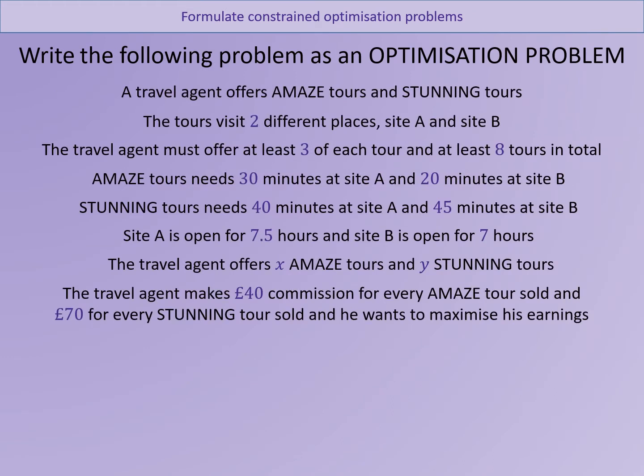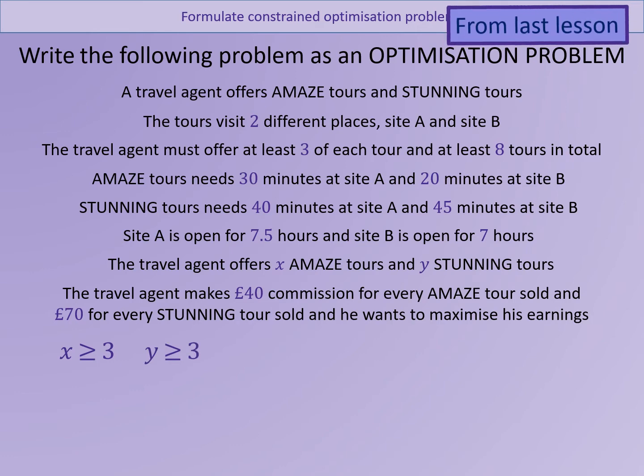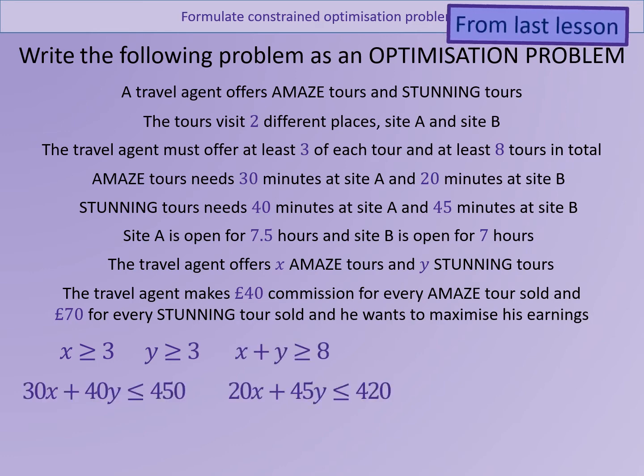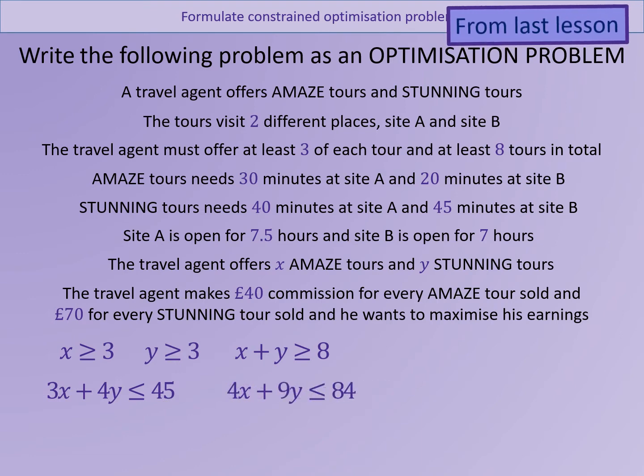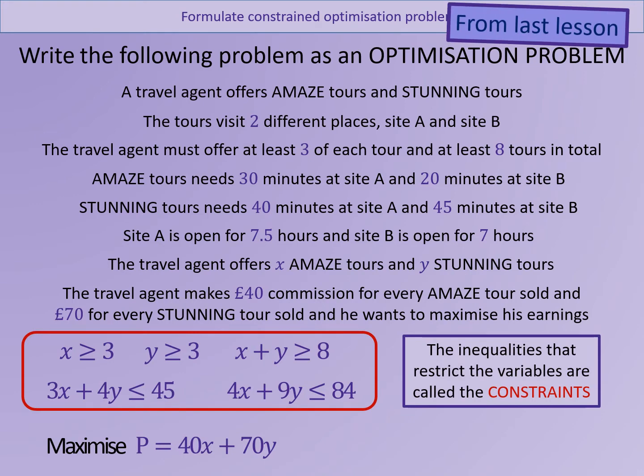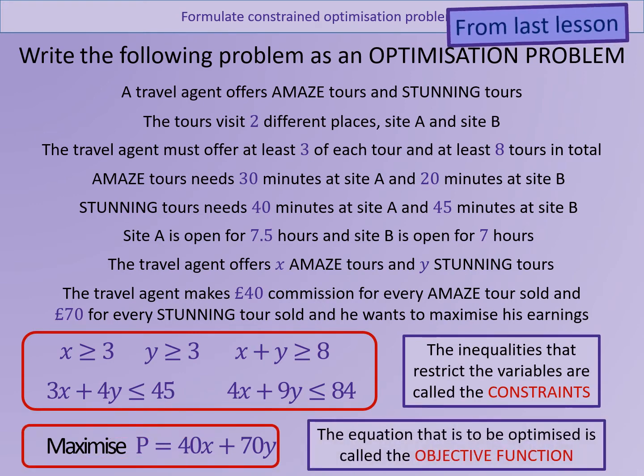We're now going to return to a problem that we formulated last lesson. So the constraints that we got from here are given there. And the objective function was to maximise p. Remember that the inequalities were called the constraints, and the line that we were trying to maximise or minimise is known as the objective function. In this case, we're trying to maximise because we're trying to maximise the earnings.